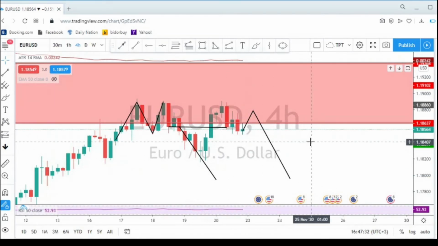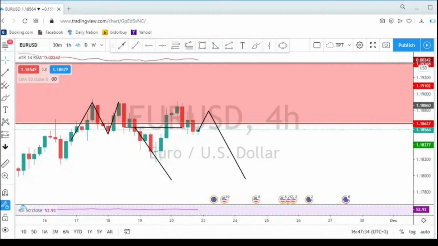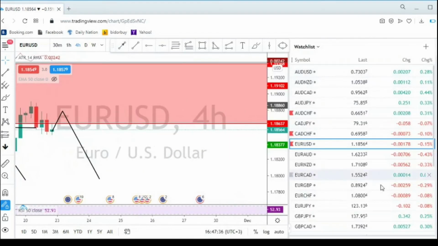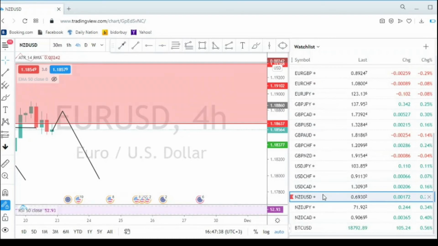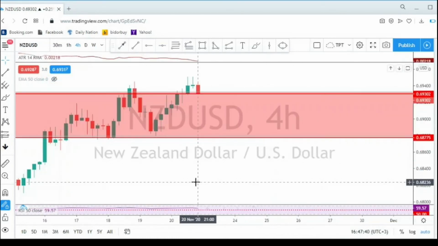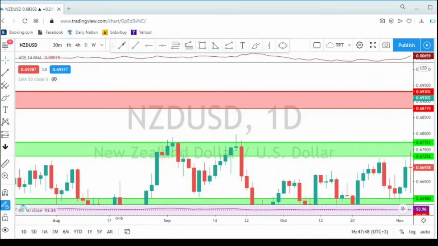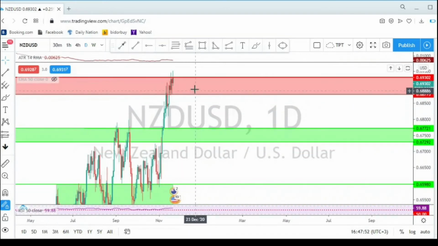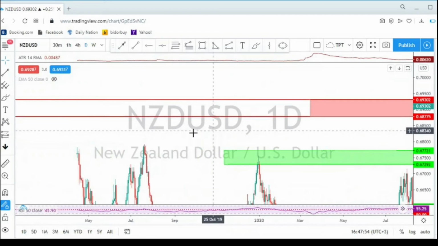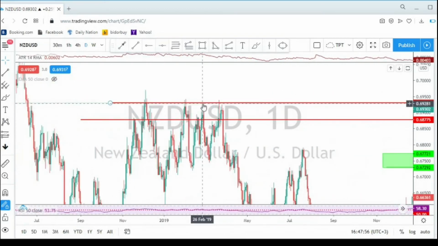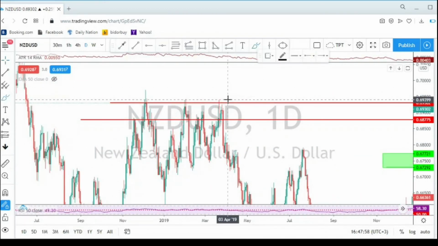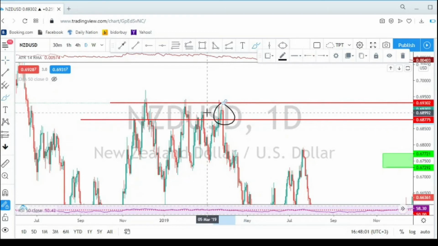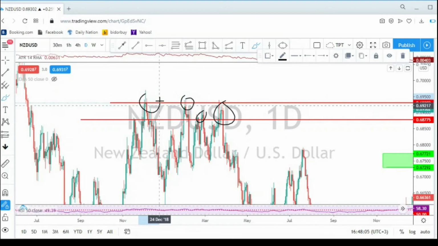The last currency pair, but not least, is New Zealand dollar. Let's check out this currency pair. On this daily time frame, we have this red zone, which is a resistance level. It was tested here as resistance, resistance, and resistance.